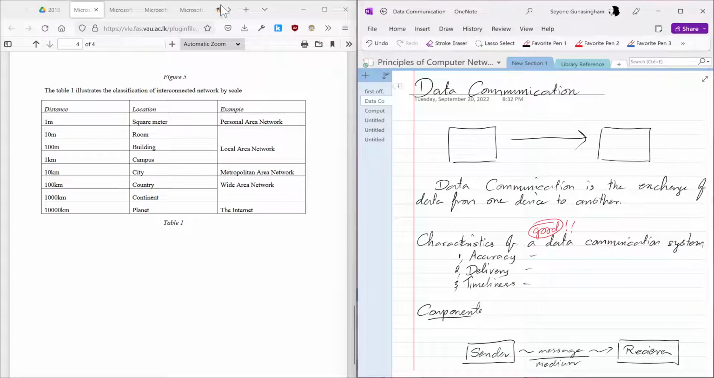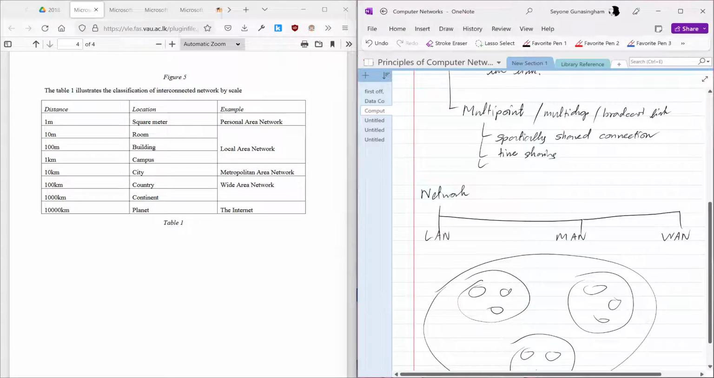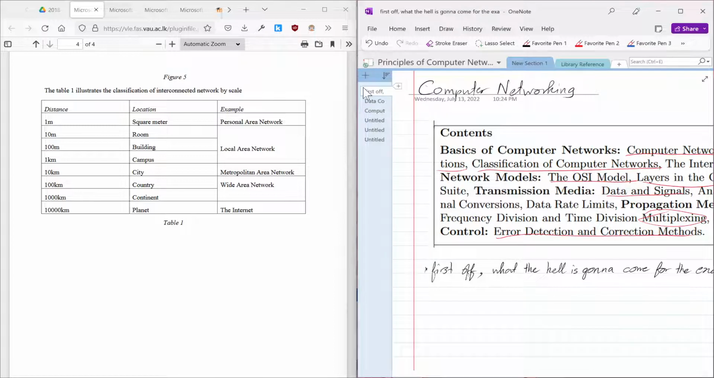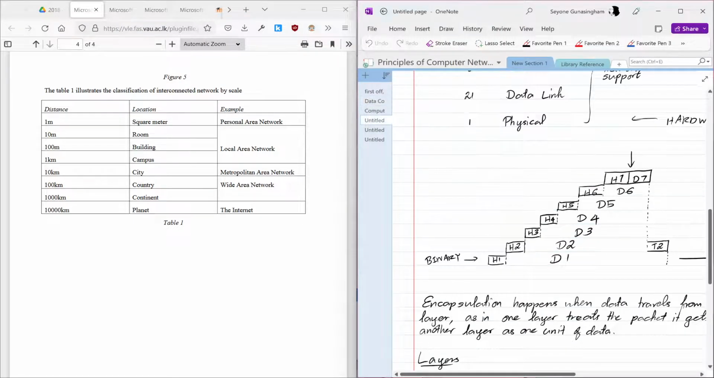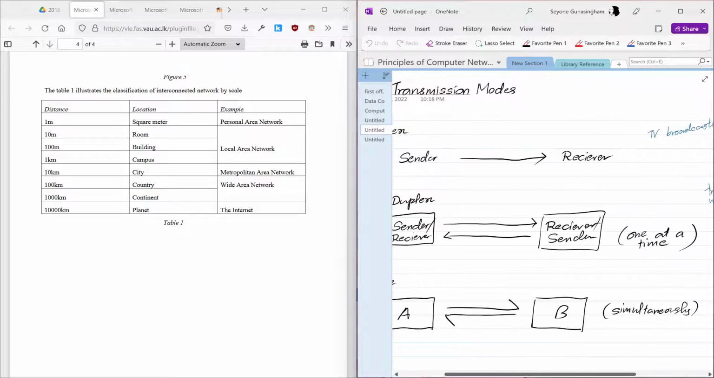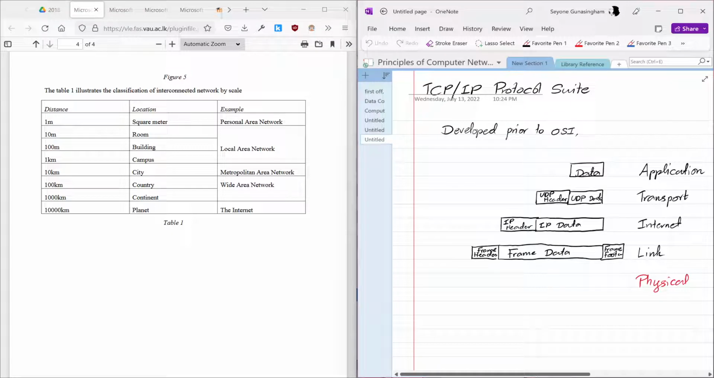Now we did want to talk a bit about multi-point networks and the way we connect those multi-point networks together. Let's talk a little bit about those network topologies. I do remember writing a note for that somewhere. Oh, here we go. Here's a nice picture of duplex and stuff that I wrote down.